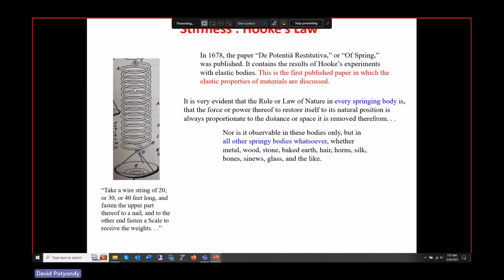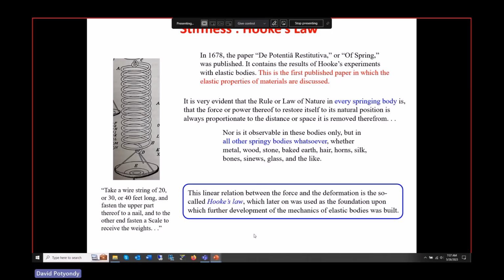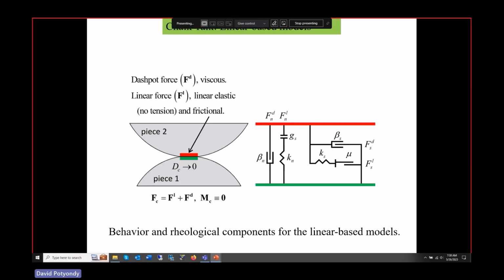He realized it's not just this spring, it's all bodies. And he did experiments on metal, wood, stone, baked earth, hair, horns, and that's why he said every body, every springing body. That's like a huge leap, if you will, right? And then, of course, that linear relationship between force and deformation is what we now call Hooke's law, right? So this was the beginning of all that stuff. And it's interesting that Hooke came before Newton a little bit. Newton is 1687 when he published his famous paper. So there you go.